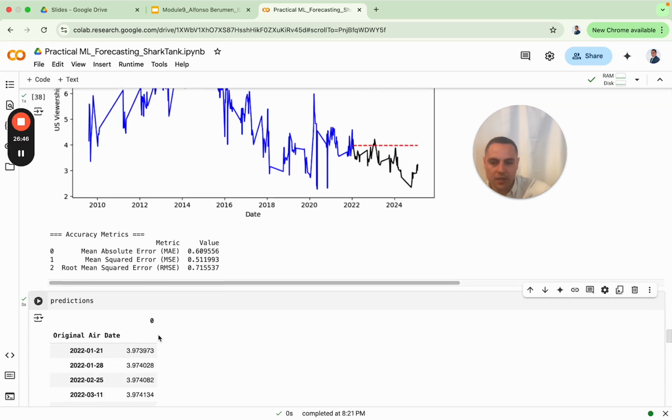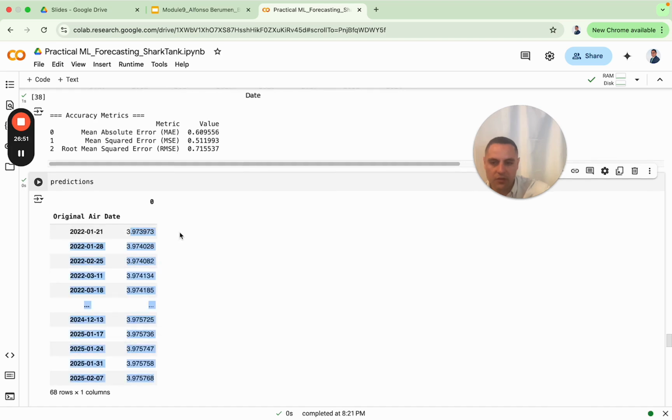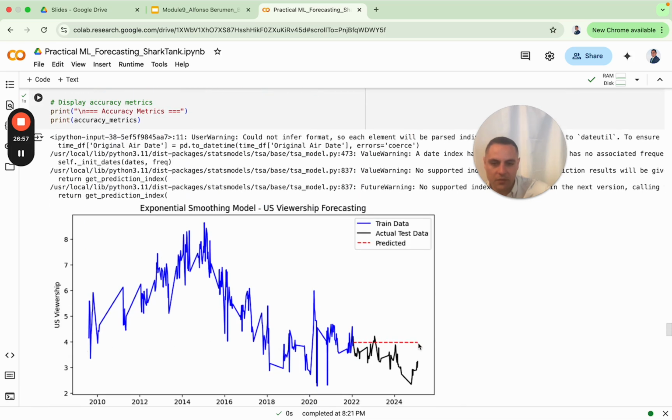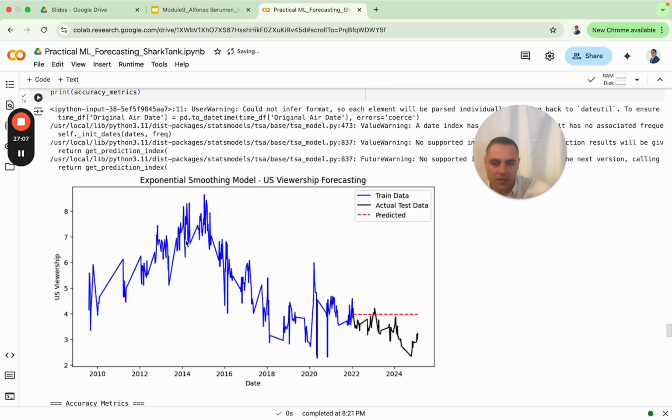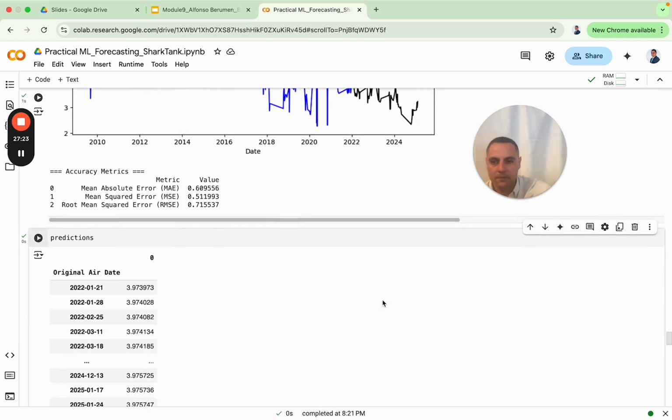And if you look here, you can see the predictions. The actual prediction value for those periods going forward is 3.9. And you can see where that is, the US viewership 3.9, and where the actual value ended up across those error dates. It's interesting, though. You can see there was higher viewership, then the viewership declined, then stabilized again, and then declined again. So it's very interesting to see the time series plot.